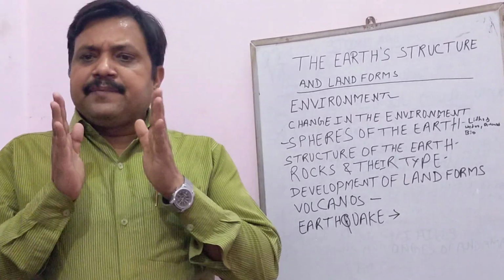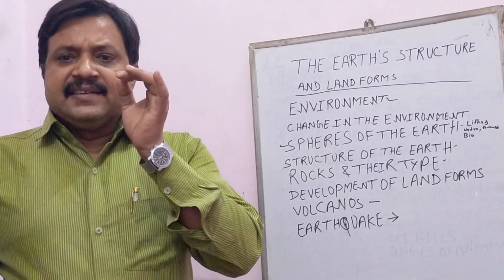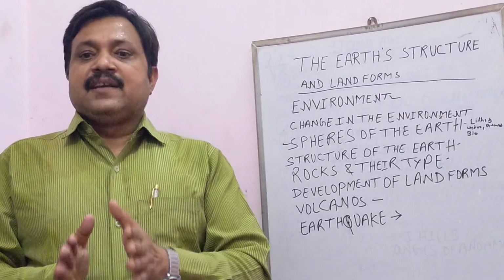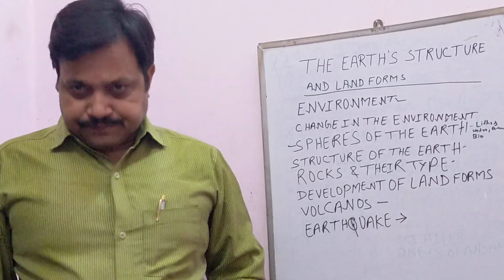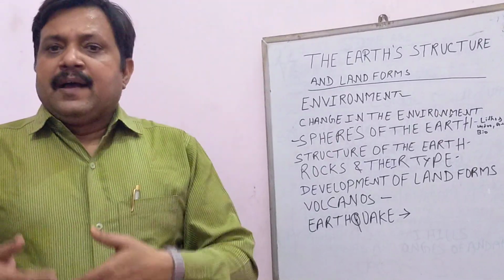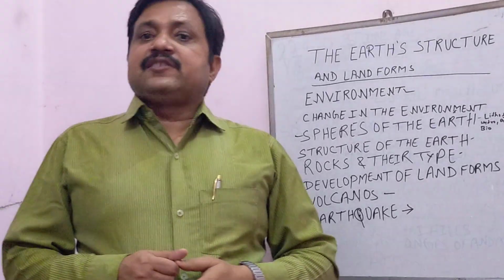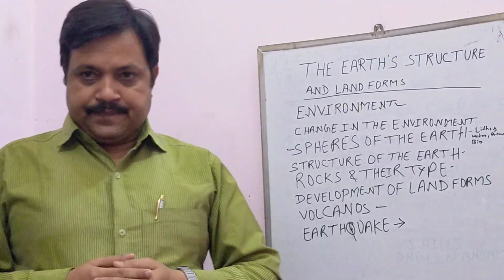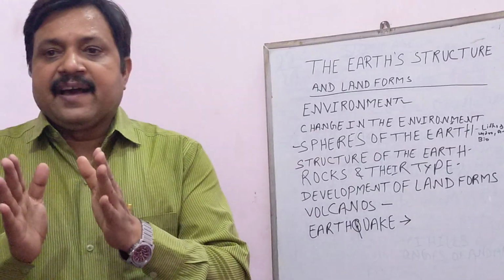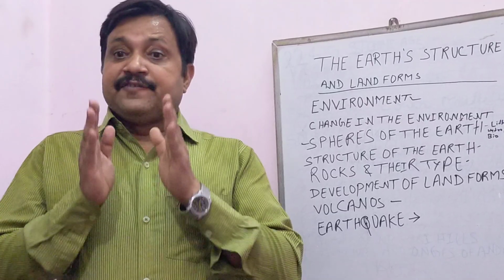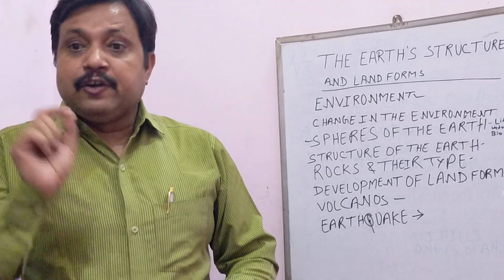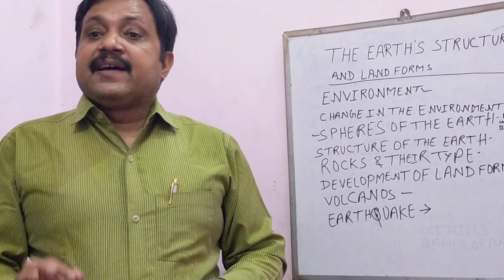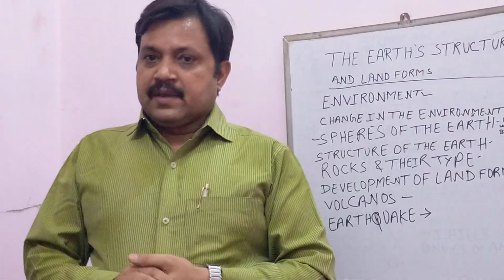The scientists have divided the earth into three concentric layers of varying thickness known as the crust, the mantle and the core. So let us know about all these three layers of the earth one by one. The first one is crust, which is also known as lithosphere. It is the outermost layer of the earth and its thickness varies between 5 to 8 kilometers under the ocean floor and up to 35 kilometers under the continental masses.